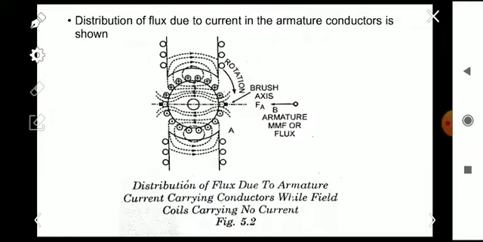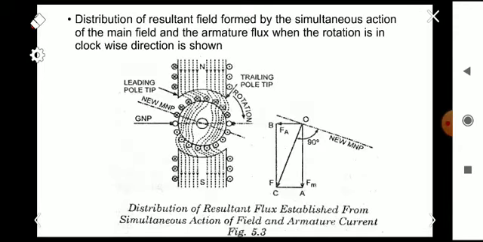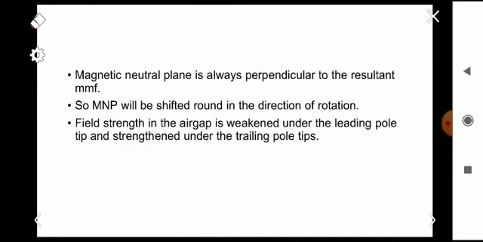But in the case of the trailing pole tips, the armature flux direction is like this, that is in the downward direction, and the main field flux is also in the downward direction. So here the flux aids. The armature flux aids the main field flux, so the field is strengthened in the trailing pole tips. We can simply understand by looking at the direction of the flux lines here. Actually that is written here.